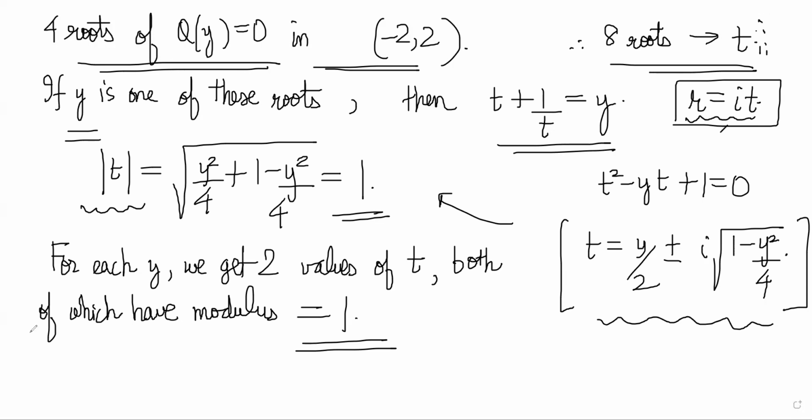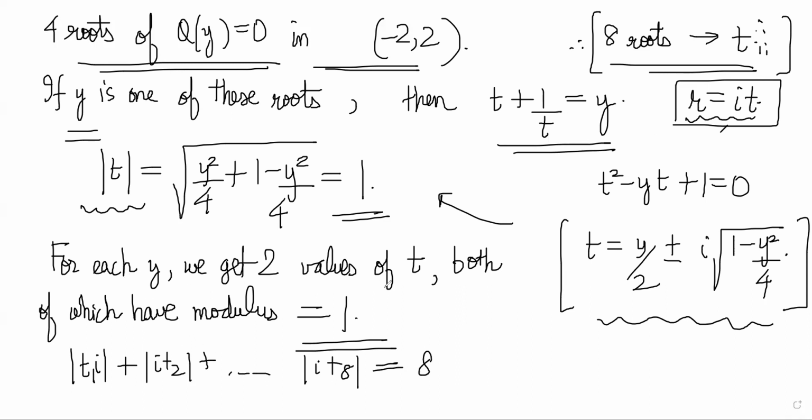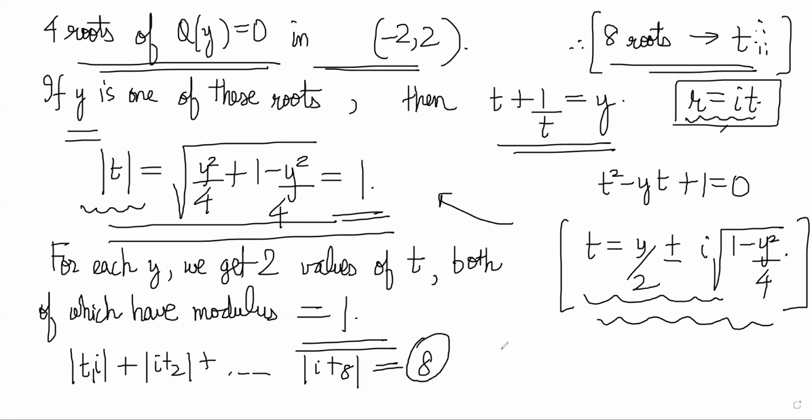Since p of x, the original polynomial, had degree 8, these are the only possible roots. There are no other possible roots because we have found 8 values of t. And therefore, the sum of modulus of each of these roots, it1 plus it2, and so on, plus it8, is going to be 8 because each of these roots has modulus 1. We have seen here the roots have mod t is equal to 1. So the sum of the modulus of all of these roots is going to be 8, which is what the question was asking us in the beginning.